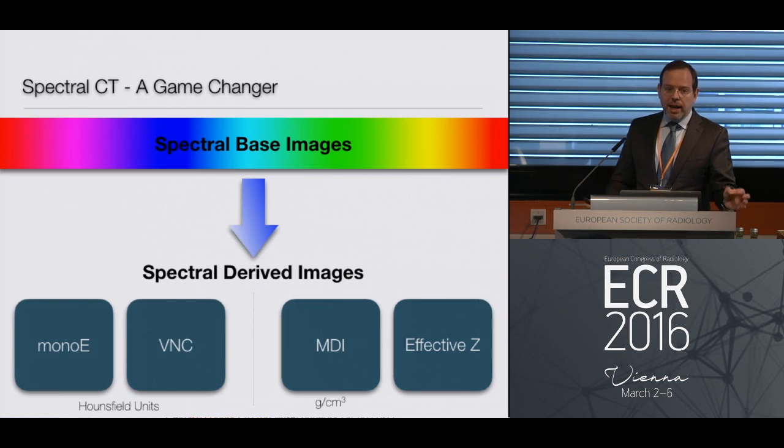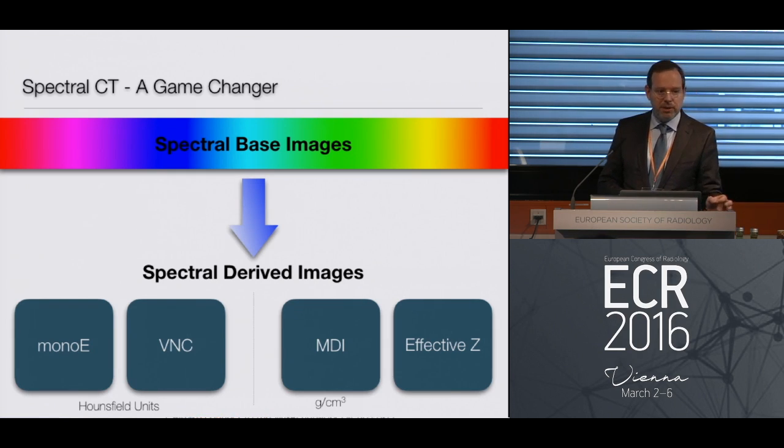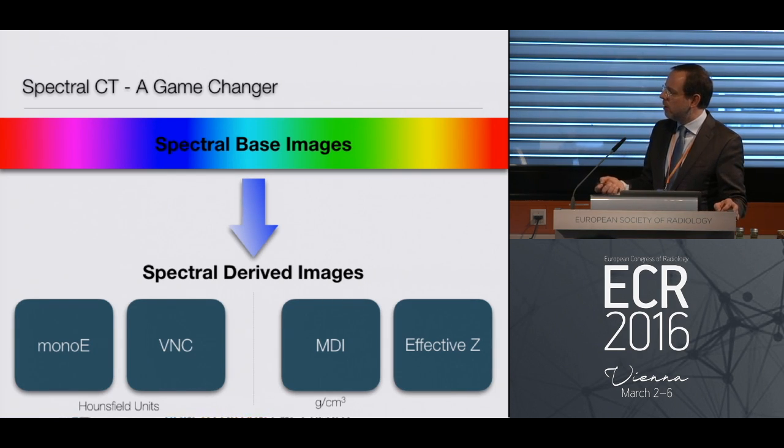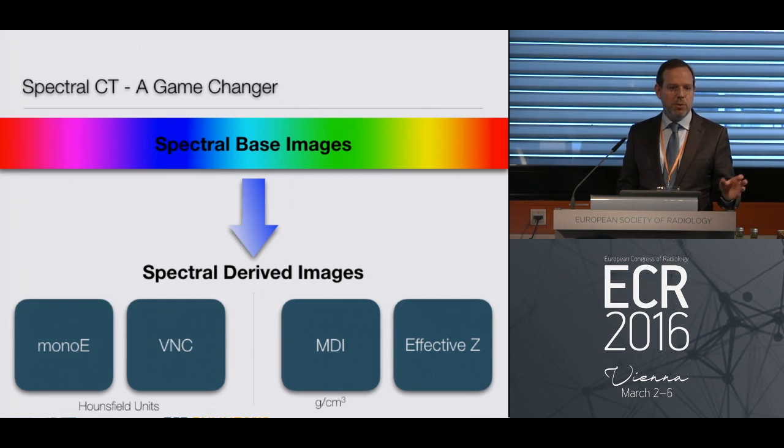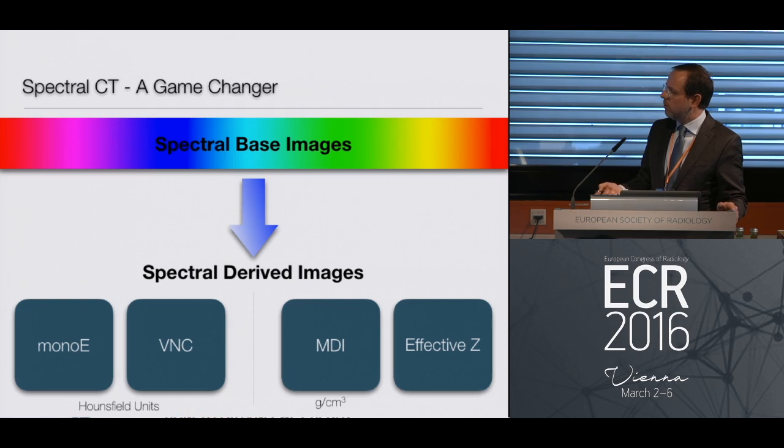Once we have the output of the dual layer detector, we have what is called spectral base images. We can reconstruct normal, conventional CT images, but we also have these spectral base images. From these spectral base images, we can reconstruct all kinds of different new contrasts with our CT data, which we call spectral derived images. One of the things we can do is look at monoenergetic levels.